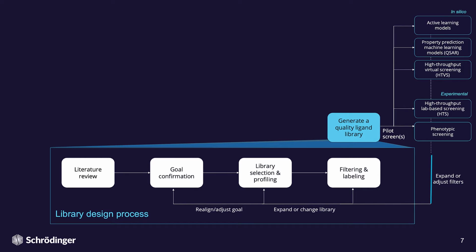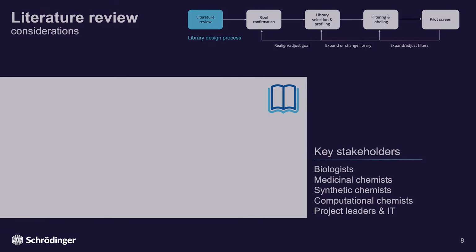Library design is a cyclic process. After the first cycle, screening goals may need to be realigned or the library expanded based on early results. Initial filtering is aggressive during the pilot screen. Later, new compounds can be added, such as those similar to known hits, or more complex molecules may be incorporated if their value outweighs synthetic challenges.